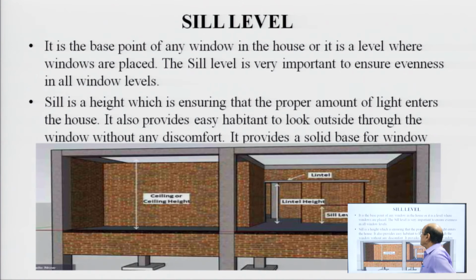Now, come to the sill level. It is the base point of any window in the house, or it is a level where the windows are placed. The sill level is very important to ensure evenness in all window levels. Sill is the height which ensures that the proper amount of light enters the house. It also provides an easy way to look outside through the window without any discomfort.